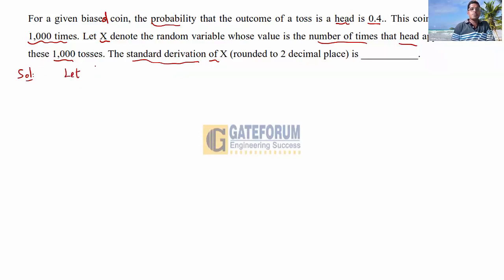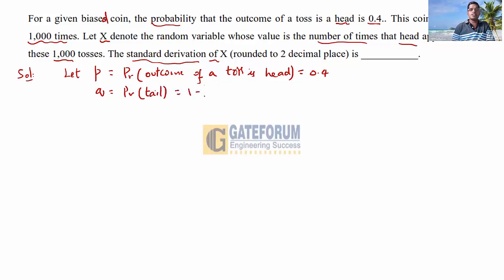let small p be the probability of the outcome of a toss being head, given as 0.4. Q is nothing but the probability of the outcome being tail, which is 1 minus p is equal to 0.6, and n is equal to 1000, the number of independent trials, 1000 tosses.